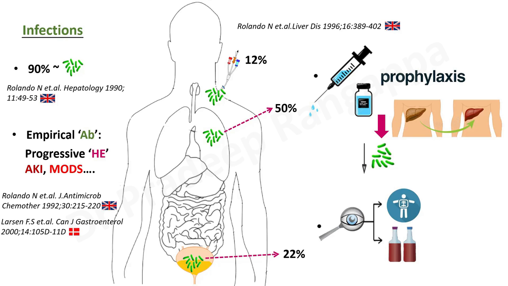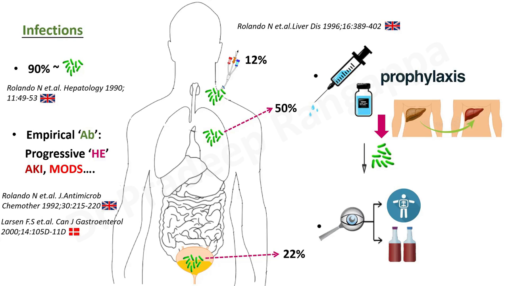If you look at these referenced studies from the UK and even from Denmark, they do advocate using empiric antibiotics, especially in patients who have worsening encephalopathy, worsening AKI or worsening MODS. These are the patients where one should have a very low threshold to start antibiotics, as referenced in most of this liver literature.